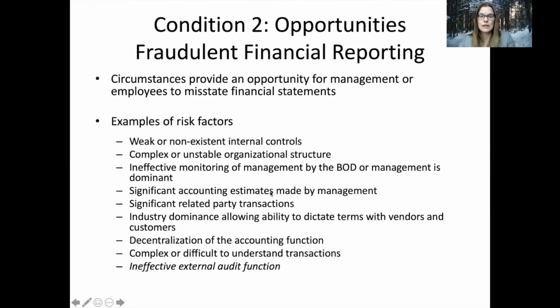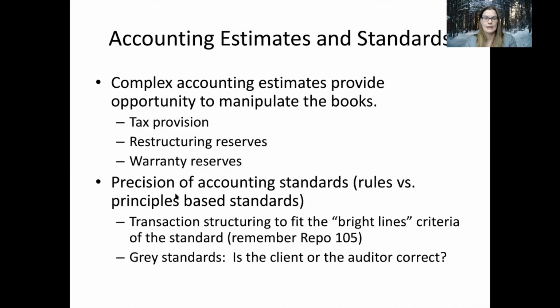Also, opportunities can be created by things like lots of accounting estimates being made by management, right? And so historically, it's been shown that certain types of estimates, like the tax provision, the restructuring reserve, and warranty reserve, can be incredibly susceptible to fraud and create opportunities for fraud. And it's basically because these estimates are going to require a lot of judgment. They're going to be subjective estimates. And because of that, it gives management an opportunity to inject bias into the estimates.